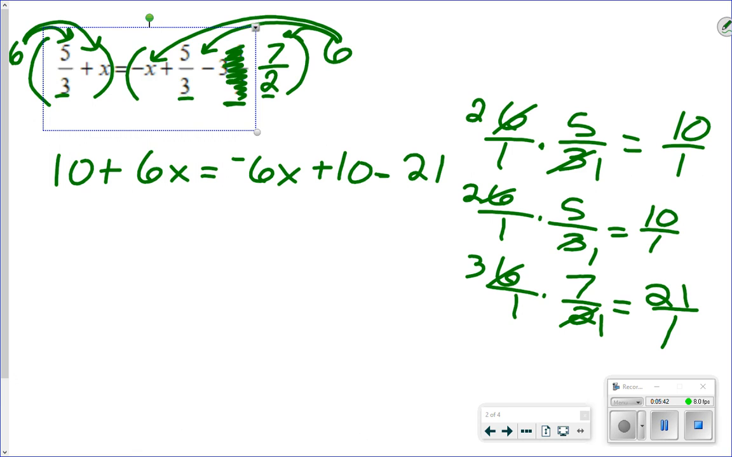All right, now we just solve this equation like we normally solve equations. So I have x on both sides. I need to move those over so that they're on the same side. So I'll do that by adding 6x. You could subtract 6x from both sides also.